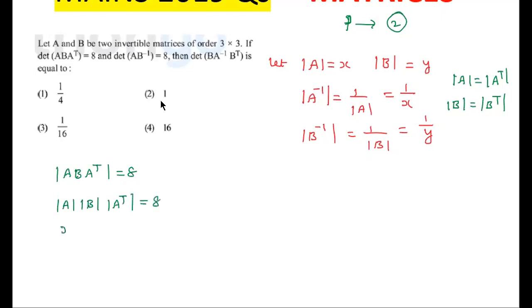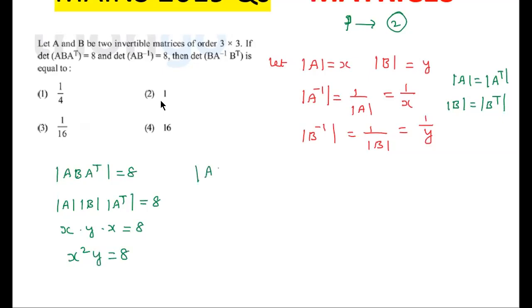Det A, det B, det of A transpose is equal to 8. What is det A? X. Det B, Y. Det A transpose, det A is equal to det A transpose. That is X, so finally this is X square Y is equal to 8.